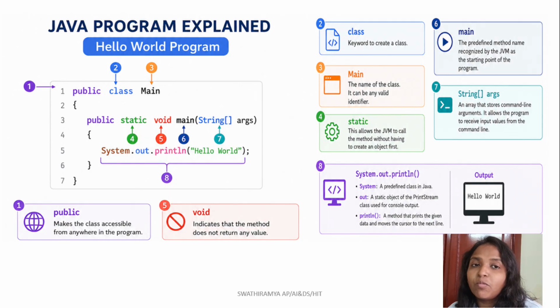As I told you before, we have three access specifiers: public, private and protected. The main class in Java should be in a public access specifier. This will make the class accessible from anywhere in the program. That is why we have given it as public. Okay, so next will be class and class name.